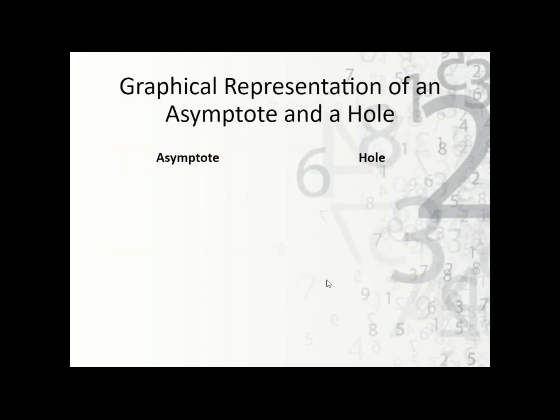So how does this look graphically? An asymptote looks like this. We have our graph here, and it gets really close to negative 2, but it stops and doesn't actually touch it. It just keeps going up and getting really high here, but it will never actually cross this line of negative 2. Same thing here. It gets really close to negative 2, but never actually crosses it.